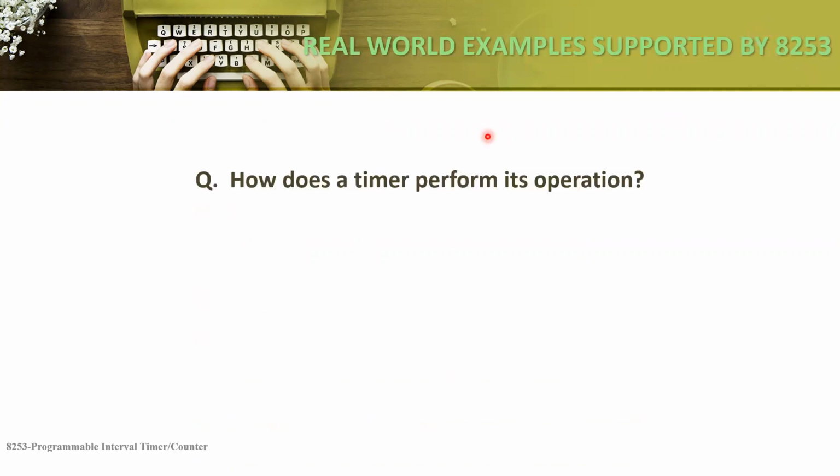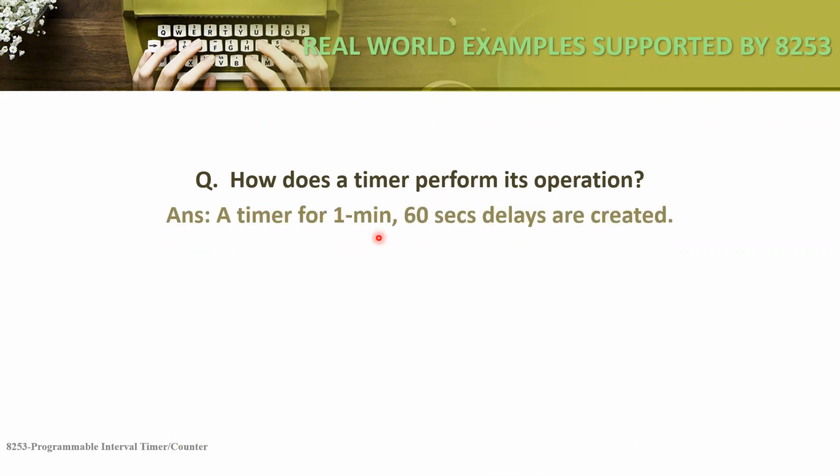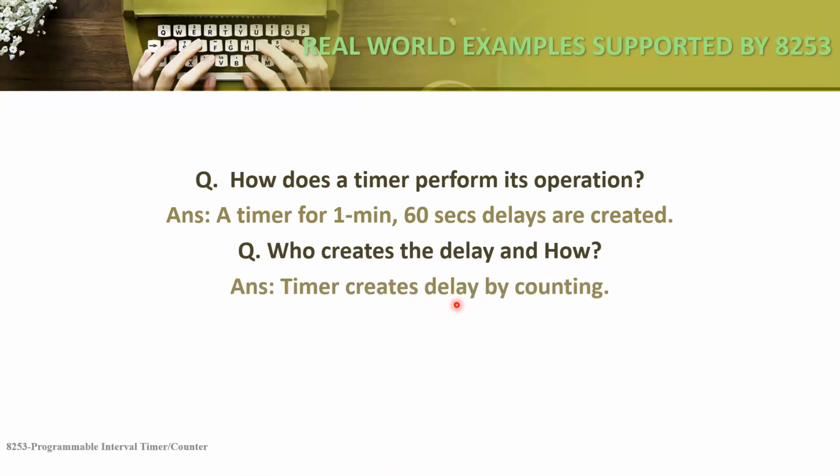As I told you in the beginning of today's lecture, 8253 is a timer chip. Let's try to understand how a timer performs its operation. If I set a timer for 1 minute, then it will count for 60 seconds because 1 minute contains 60 seconds. In this way, the delays are created. So now the question is, who creates this delay and how? The answer to this question is, it is a timer that creates the delay, and it creates the delay by counting.